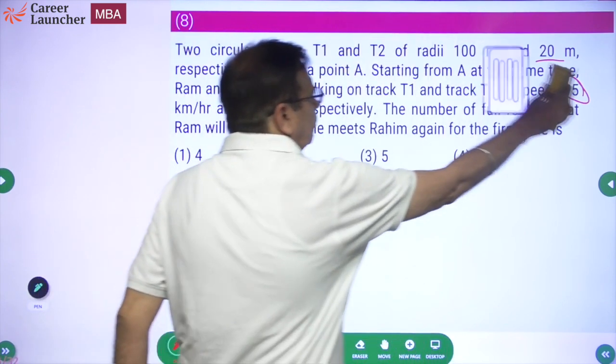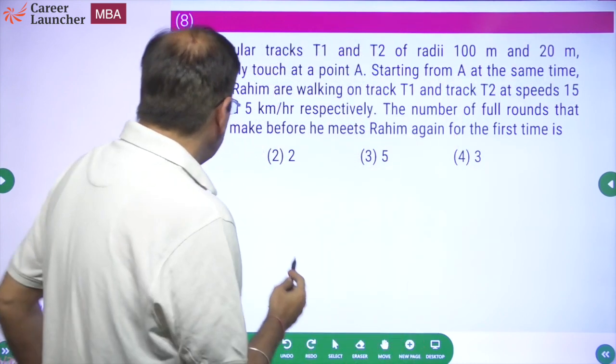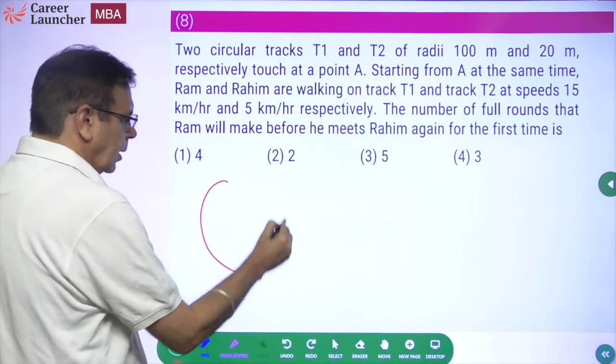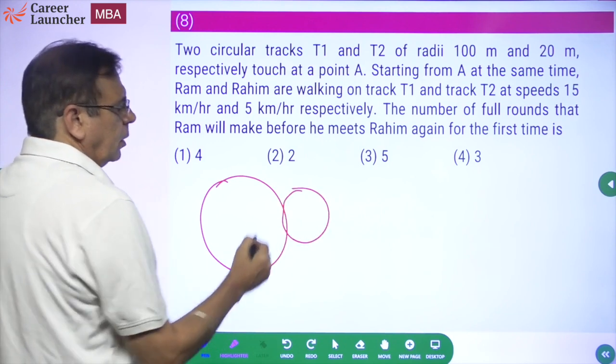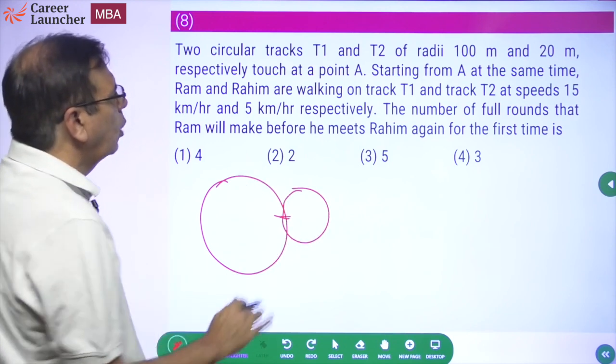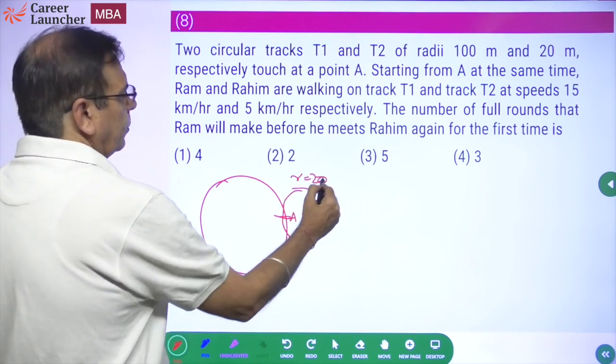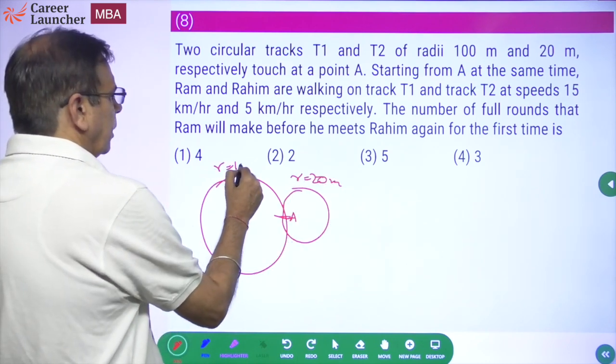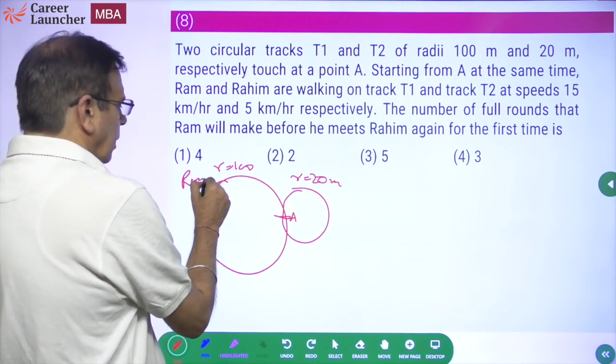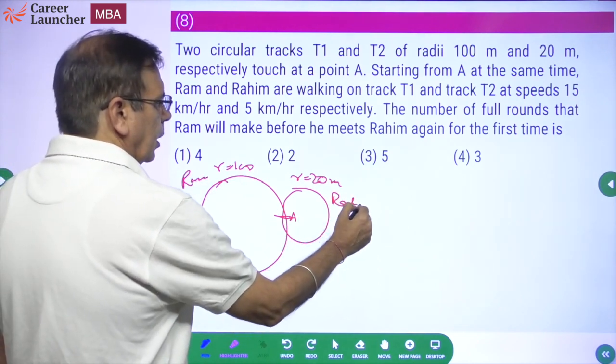Okay. Let's draw the figure just to be clear. So we have, okay, this is point A. This is the common starting point A. This has a radius of 20 meters. This has a radius of 100 meters. Ram is here and Rahim is traveling on this track.